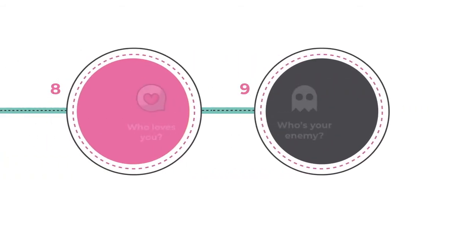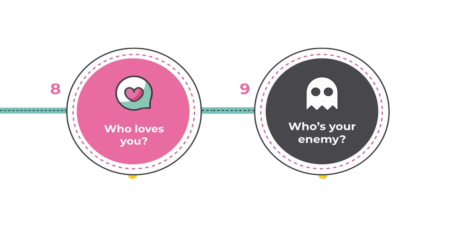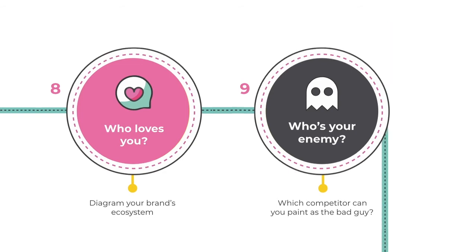Step 8 and 9. Who loves you and who's your enemy? Try mapping out your brand's ecosystem and find out which competitor can be the bad guy to tell your customers what you're not.